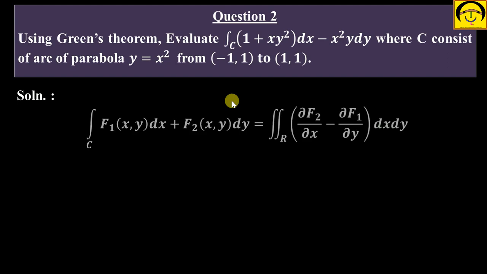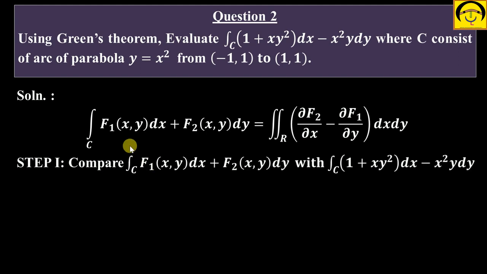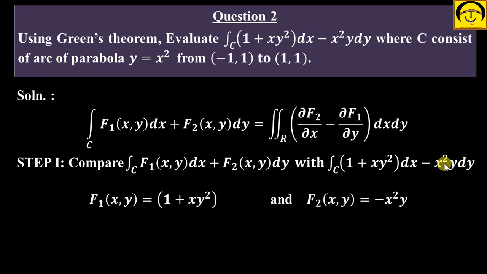Your first step was to compare the m dx plus n dy, or f1 dx plus f2 dy, meaning the LHS integral, with the given problem. So you compare this integral with the problem and find f1 and f2. If you compare these two integrals, your f1 is 1 plus x y square and your f2 is minus x square y.